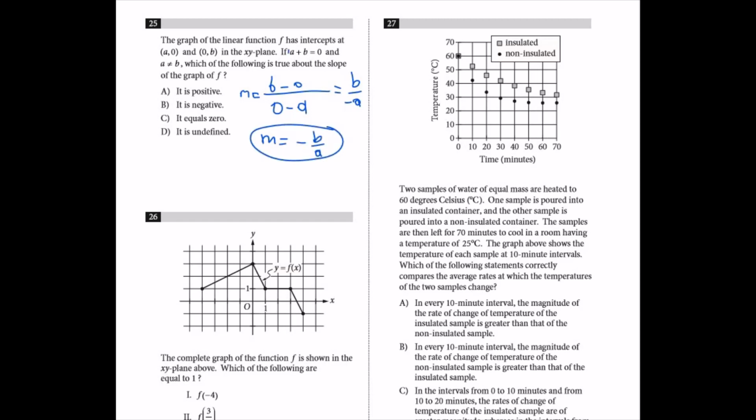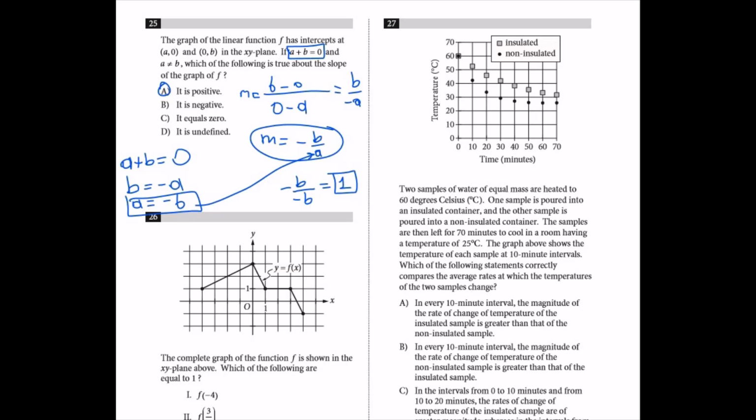We were given information a plus b is equal to 0. So now we're going to solve for either a or b and plug in slope. So a plus b equals 0. Then b equals negative a, or a equals negative b. Either is okay. Okay, let's use a equals negative b. Then plug it in the formula here. B over, instead of a, we're going to write negative b. And negative b over negative b is actually positive 1. So the slope is positive.